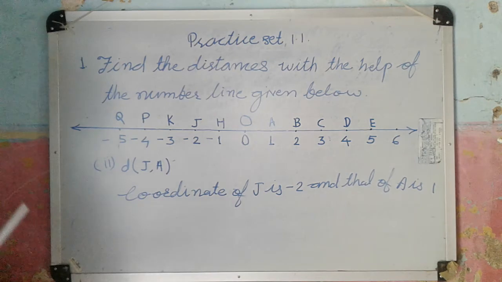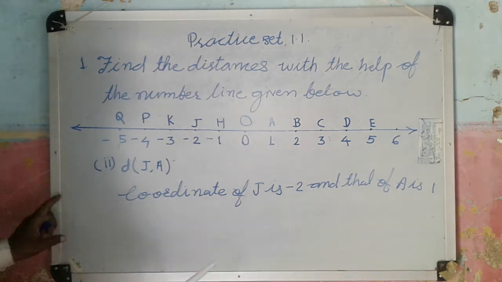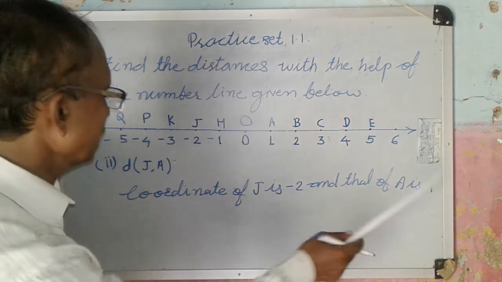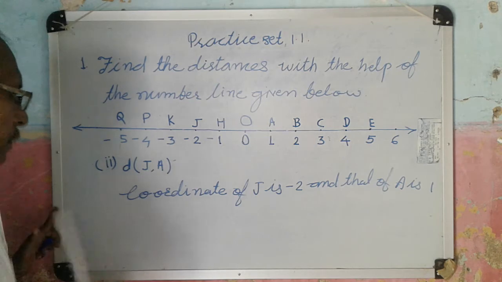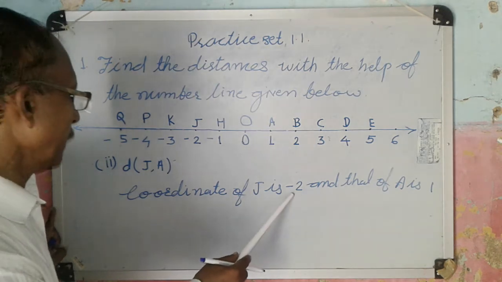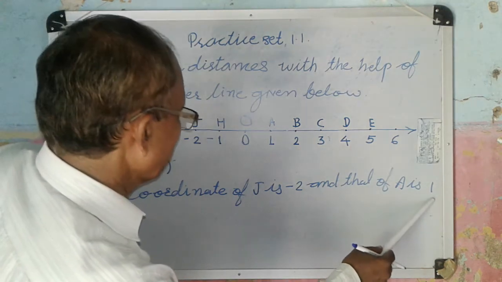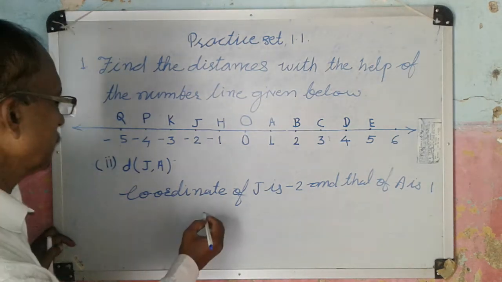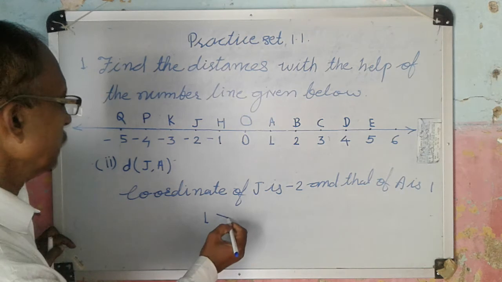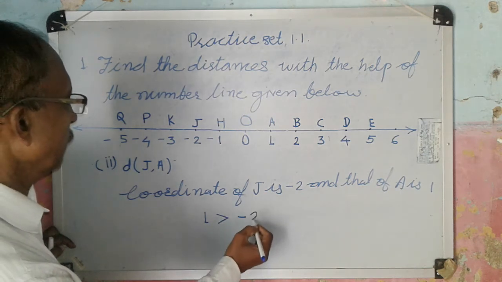So here, which coordinate is larger and which is smaller? So here minus 2 is smaller coordinate and plus 1 is larger coordinate. Therefore, here 1 is greater than minus 2.